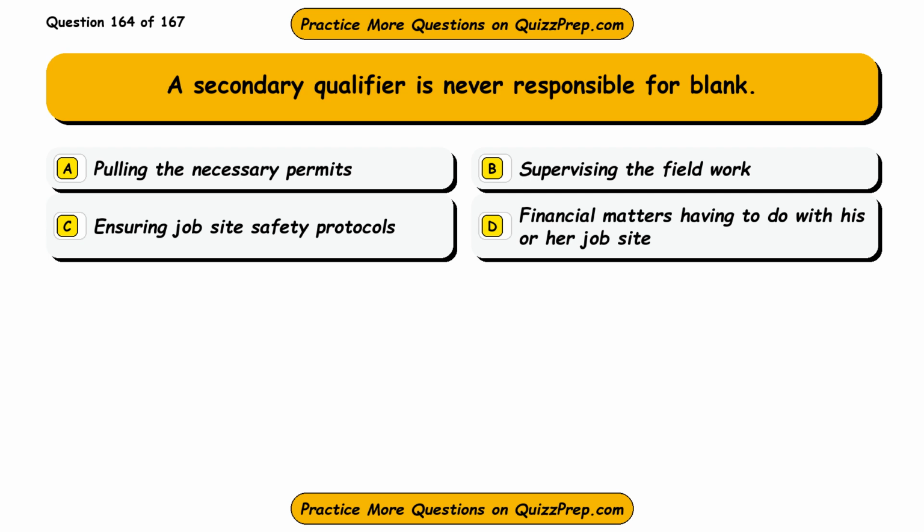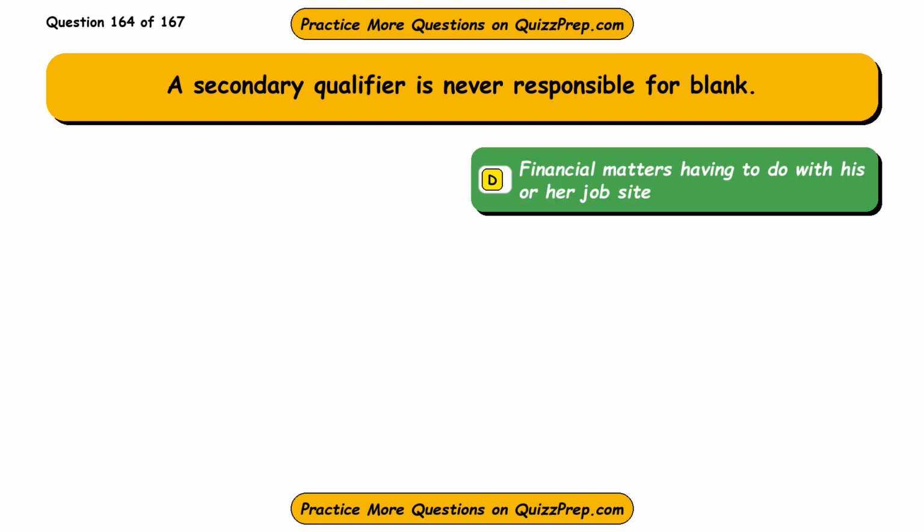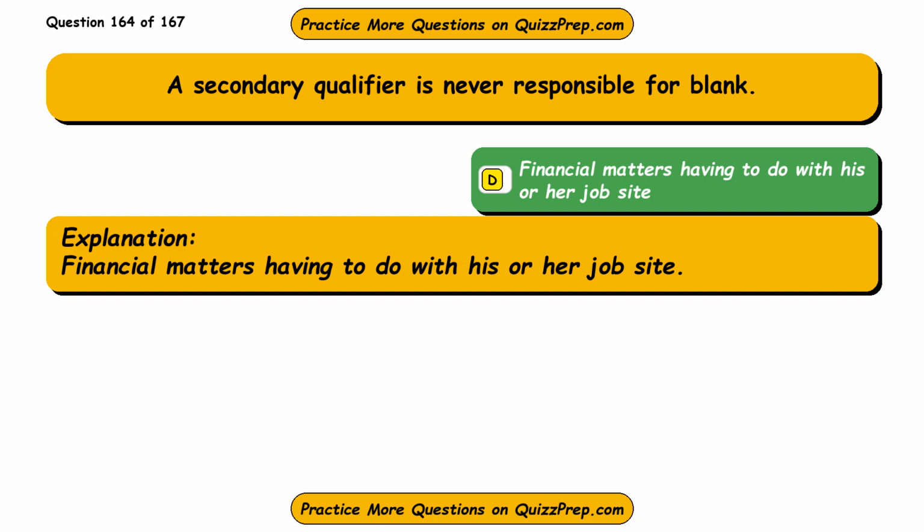Question 164. A secondary qualifier is never responsible for blank. Option A, pulling the necessary permits. Option B, supervising the field work. Option C, ensuring job site safety protocols. Option D, financial matters having to do with his or her job site. The correct answer is option D, financial matters having to do with his or her job site. Financial matters having to do with his or her job site.